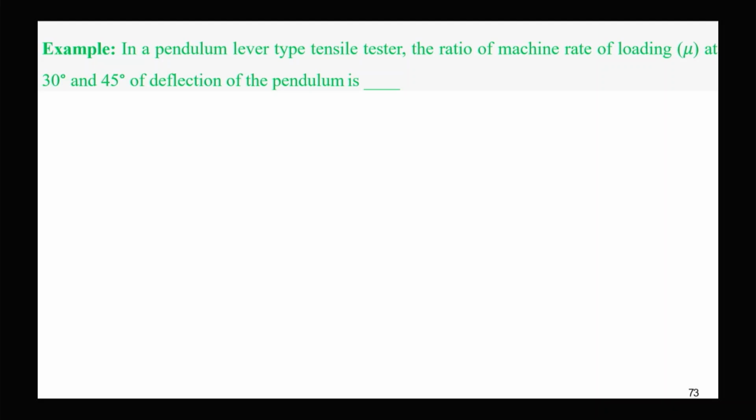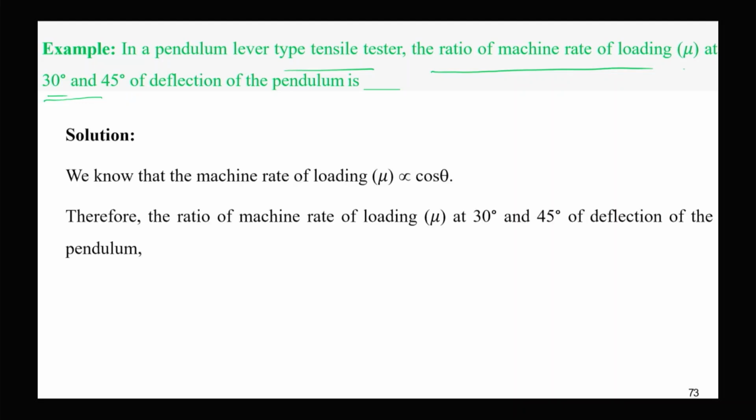In a pendulum lever type tensile tester, the ratio of machine rate of loading at 30 degree angle and 45 degree angle. Basically, it will simply be the ratio of cos theta. So cos 30 by cos 45, that is 0.87 is to 0.71. So that's the simple relationship.